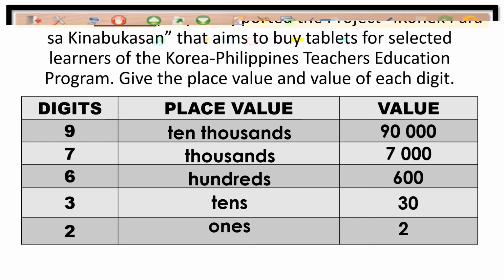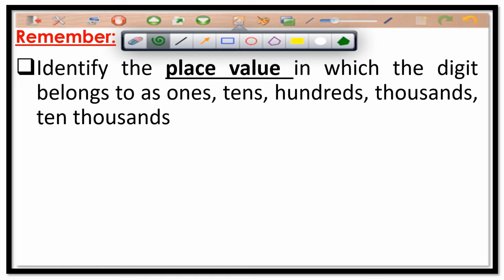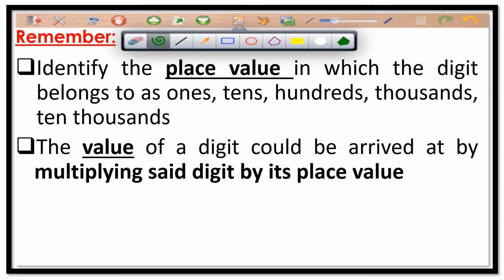Very good, children. So, let us always remember, lagi natin tandaan, to identify the place value in which the digit belongs as ones, tens, hundreds, thousands, 10,000s, at lagi kang magsisimula sa kanang bahagi. The value of a digit could be arrived at by multiplying said digit by its place value. Gaya ng ginawa natin kanina, minultiply natin yung digit sa place value para malaman mo yung value.